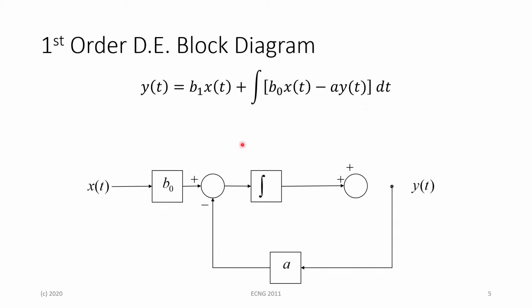The last component that we have to factor in is this b1 x of t signal. And this just is the x of t signal mapping accordingly to a new b1 multiplicative component and then adding that at the output of the summation junction. And the result at the output is going to be b1 x of t plus the integral of b naught x of t minus a y of t. And that gives us our final representation for our block diagram.